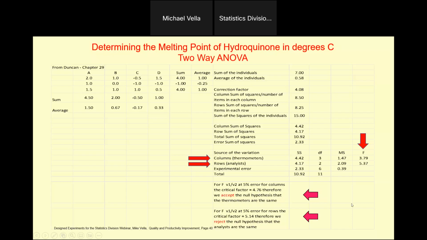However, the critical factor for F, here is the F factor of the rows, that is the analyst, 5.37, exceeds the 5.14. So therefore, we do have a difference. We can't accept the null hypothesis for the analyst. So we accept the null hypothesis that the thermometer is the same, but we reject the null hypothesis that the analysts are the same. We have to go and work on why the analysts are reading thermometers differently.